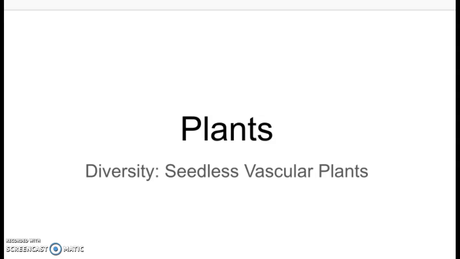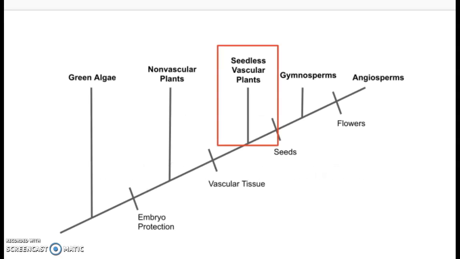Our second video for today is about seedless vascular plants. If we go back to our cladogram, you will see that seedless vascular plants is our next type of plant in the evolutionary process. Notice that from now on, all the plants will have vascular tissue. And remember, vascular tissue is a transport tissue that allows plants to move materials up and down, to transport materials that are needed for the plant to survive.